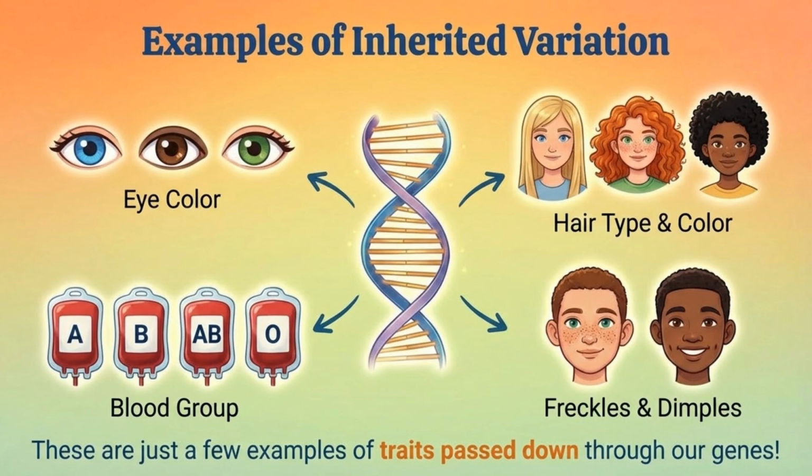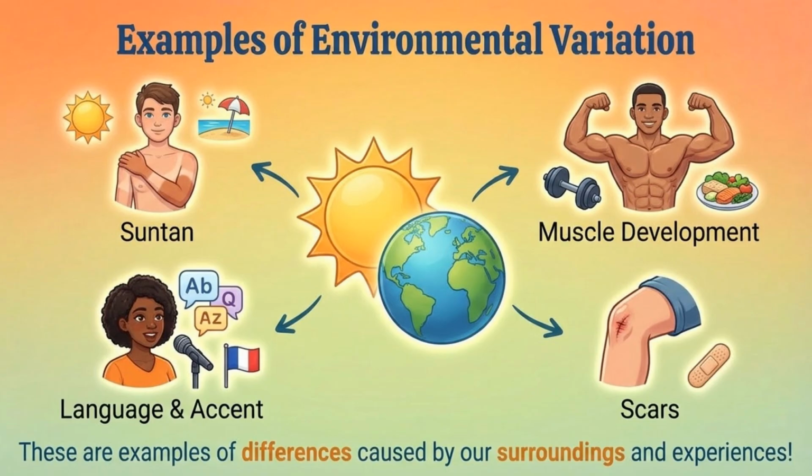Examples of inherited variation include eye color, hair type and color, blood group, freckles, and dimples. These are traits passed down through our genes. Environmental variation examples include suntan, muscle development, language and accent, and scars. These differences are caused by our surroundings and experiences.